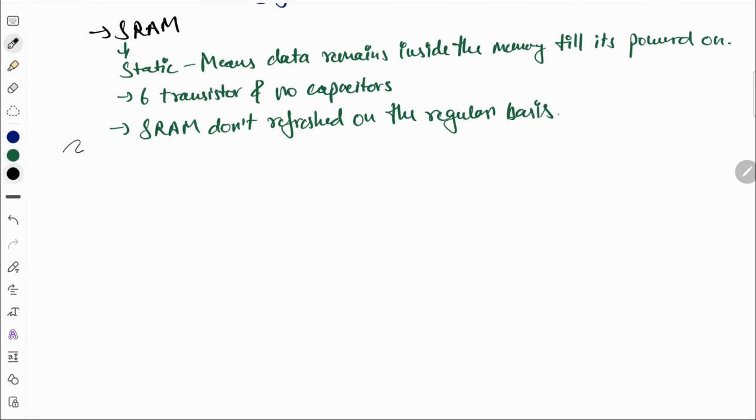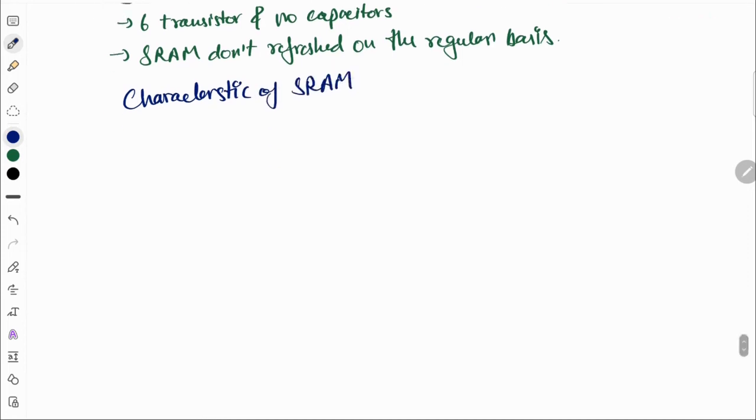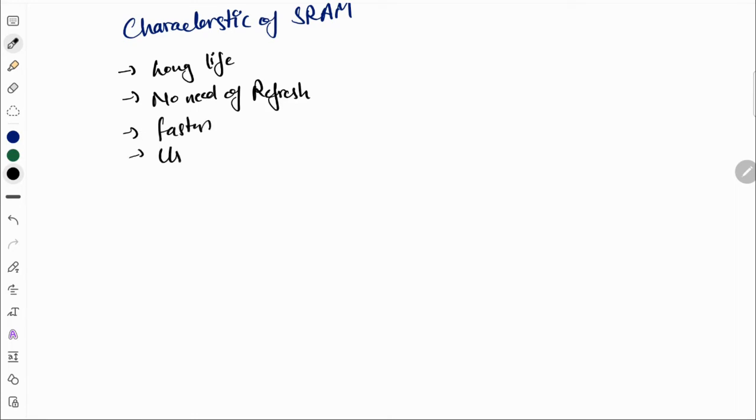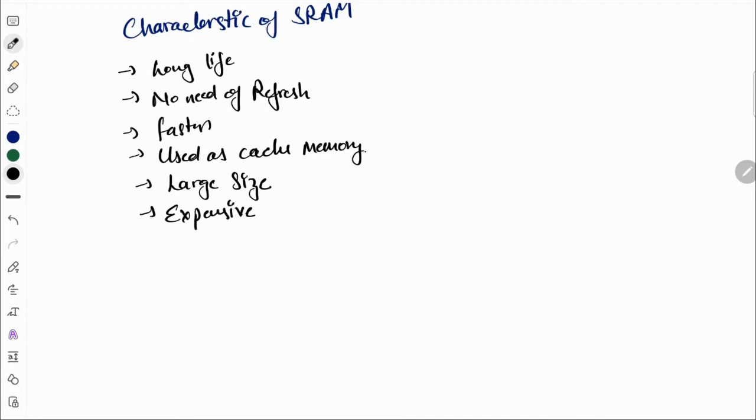Characteristics of SRAM: long life, no need of refresh, faster, used as cache memory, large size, expensive, and the last one is high power consumption.